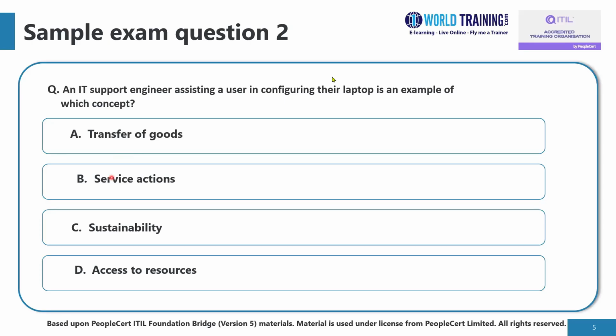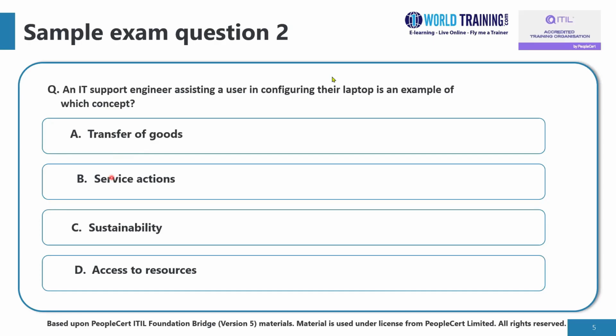So B would be correct. Choice C, sustainability is more of an assurance that a product or service meets and will continue to meet requirements for sustainability, such as economic growth, social progress, and environmental stewardship.